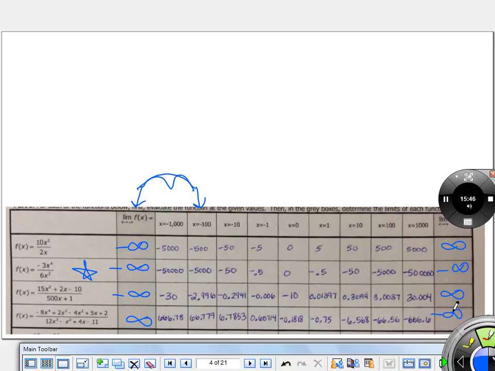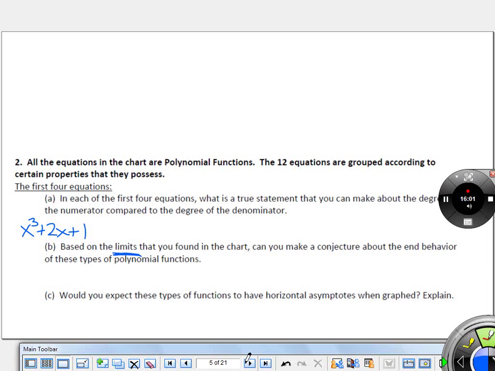Okay, so none of these functions in this section of the handout settle down to one number. At the ends of all of these functions, they are either increasing towards infinity or decreasing towards negative infinity. Okay? So then there were some questions that we answered about these.